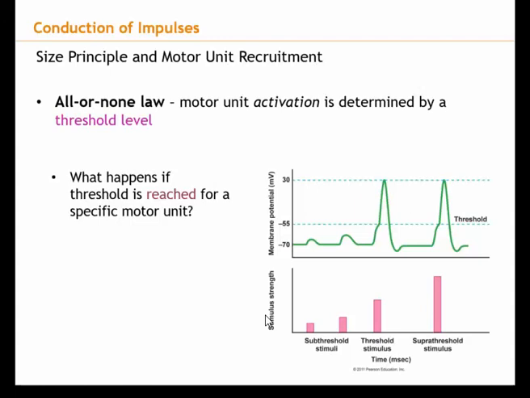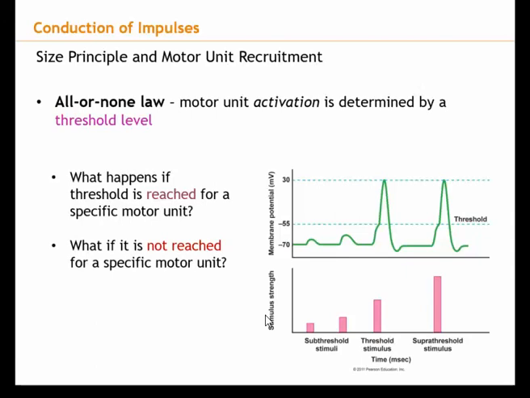The answer is every single muscle fiber in that given motor unit will activate. So if we reach the threshold for a motor unit, like that motor neuron, the action potential is sent down the motor neuron, all the fibers that motor neuron innervates, they will all contract. They will all activate.